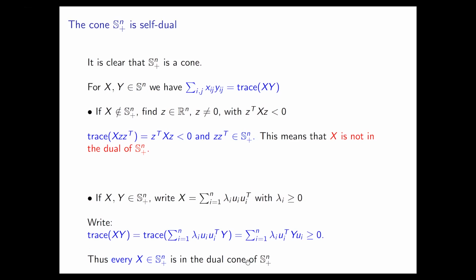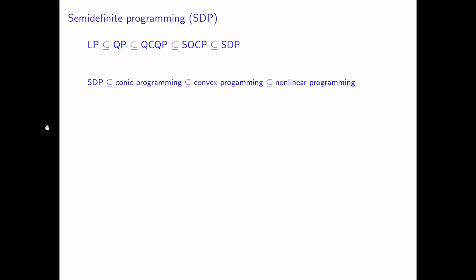So what is the conclusion? The conclusion is that the set of positive semi-definite matrices viewed as a cone is self-dual. That is, its own dual. That's the conclusion. So now we're going to go into the real business. We're going to define a class of optimization problems called semi-definite programs.